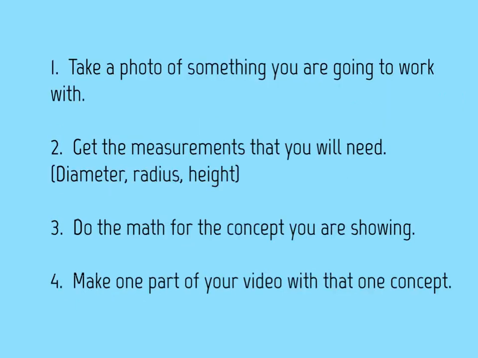So you're going to start by taking a photo of something you're going to work with. You're going to pick one of the concepts that you're going to work on. You're going to find something that you can use to find that. You're going to take a photo of it, and then you're going to get the measurements of what you need. Usually it's going to be like the diameter or the radius, and then the height. Use a ruler, use a tape measure. There's even apps you can get on your iPad that will help you measure things as well.